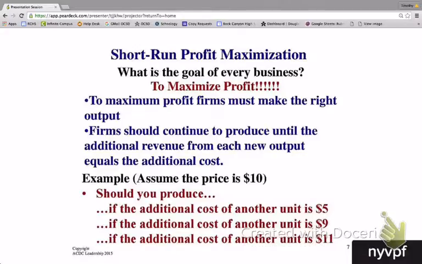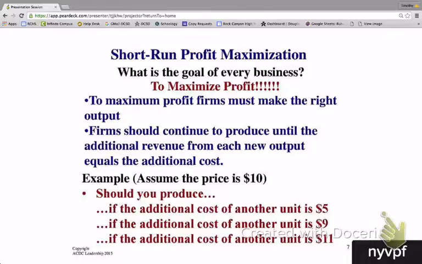So, in the short run, and in the long run too, what is the goal of every business? It's to maximize profit. And so when we look at a perfectly competitive firm in the short run, to maximize profits, firms have to make the right output decision. They have to decide how much of our good or service we are going to produce. So firms should continue to produce until the additional revenue from each new output equals the additional cost.